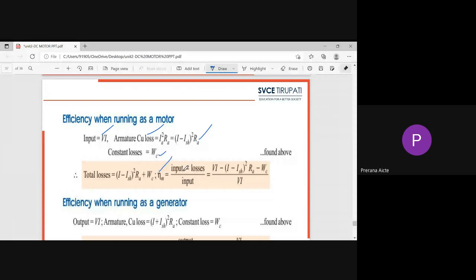Input minus losses, over input. The no load input power is V into I naught. Suppose on load, we take some assumption. I is the full load current. That is, the input power is V into IL. Then I square RA is the copper loss. These constant losses over the input power. Simply from these expressions we can obtain the efficiency of the DC motor at any particular load current. You can simply change the current value in copper losses as well as input current, and automatically we obtain the efficiency.